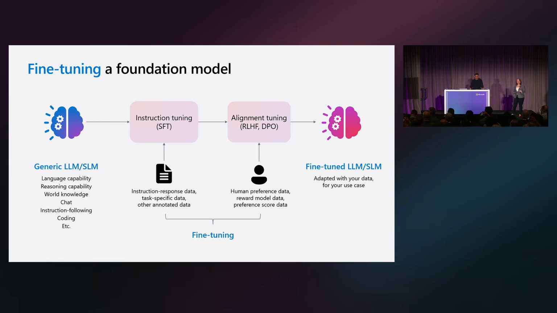Supervised fine-tuning is the same thing as instruction tuning. You provide prompts and responses, and you teach the model what you want it to do. And then techniques like RLHF or DPO are alignment tuning. You can teach the model what your preferences are, what your user's preferences are, and teach it out of a number of different responses which one is the best.